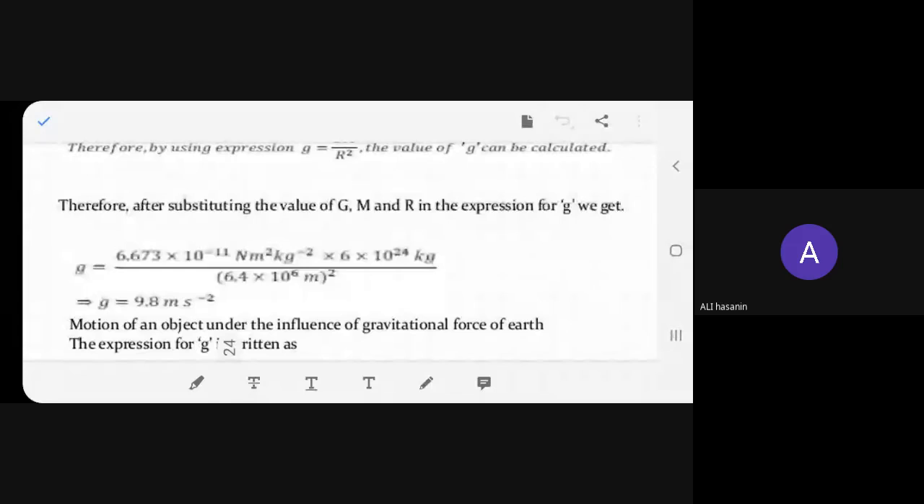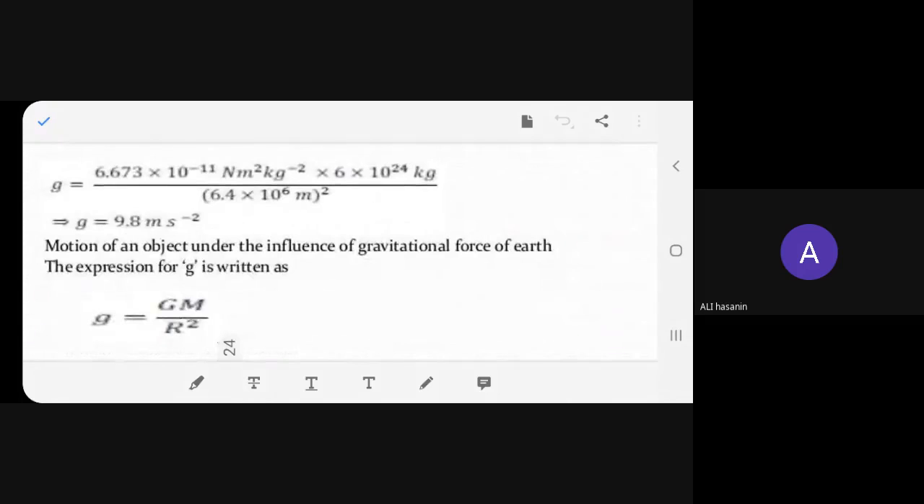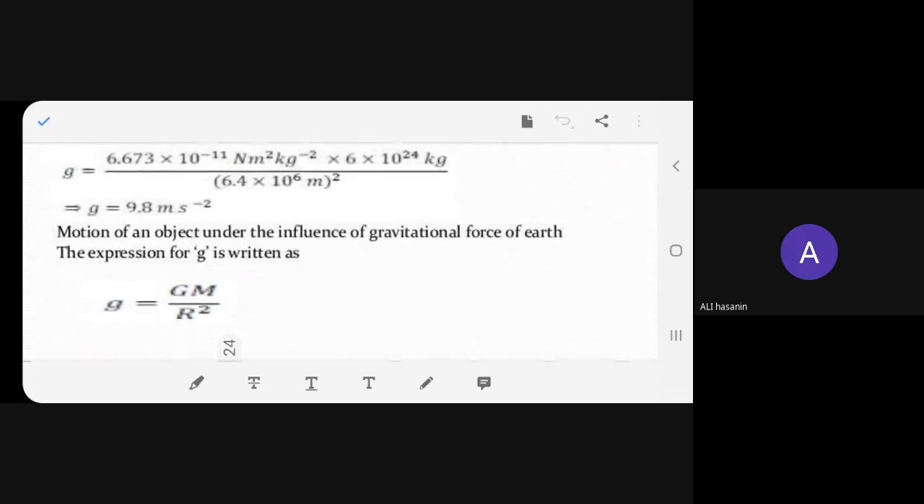What is small g, by the way? It is acceleration due to gravity. It is the motion of an object under the influence of the gravitational force of Earth. The expression for g is written as g is equal to capital G M divided by R square. So this is what we have to remember.